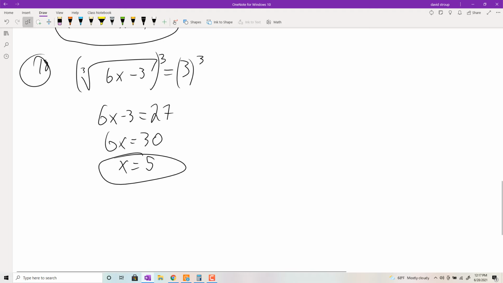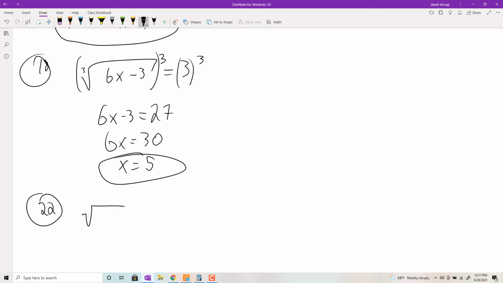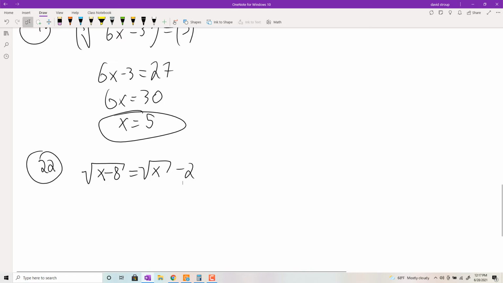Okay. Let's try 22. So 22 is going to be one of these ones where you're going to have to basically square it twice, because you'll have 2 roots. So it's not possible to just put all the roots on one side and then square that, because you'd end up having to FOIL it, and you're not going to be able to get the square roots to go away. So the way you're going to handle this is you just square both sides.